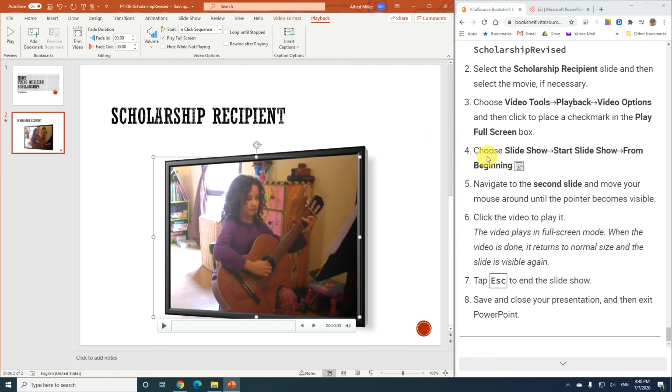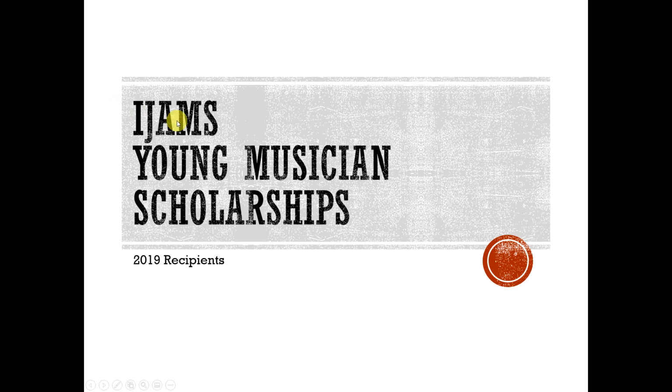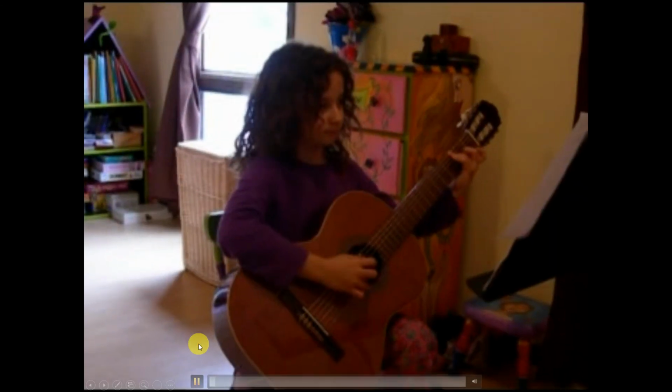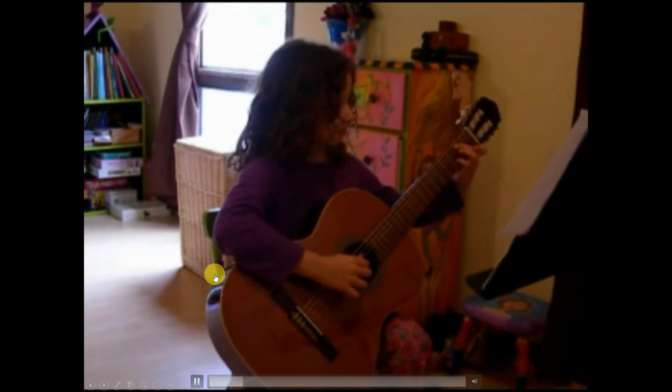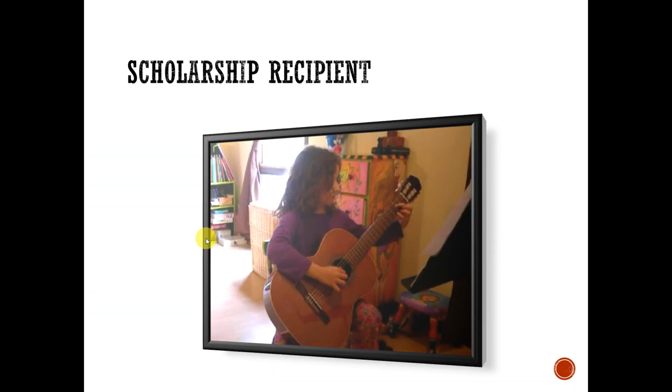Step number 4, choose slideshow, start slideshow from beginning. So slideshow, start slideshow from beginning. I click to go to the next slide. When I start my video, see how it goes full screen? To get out of full screen, I can press my escape key. It gets out of full screen and leaves me on the slide.